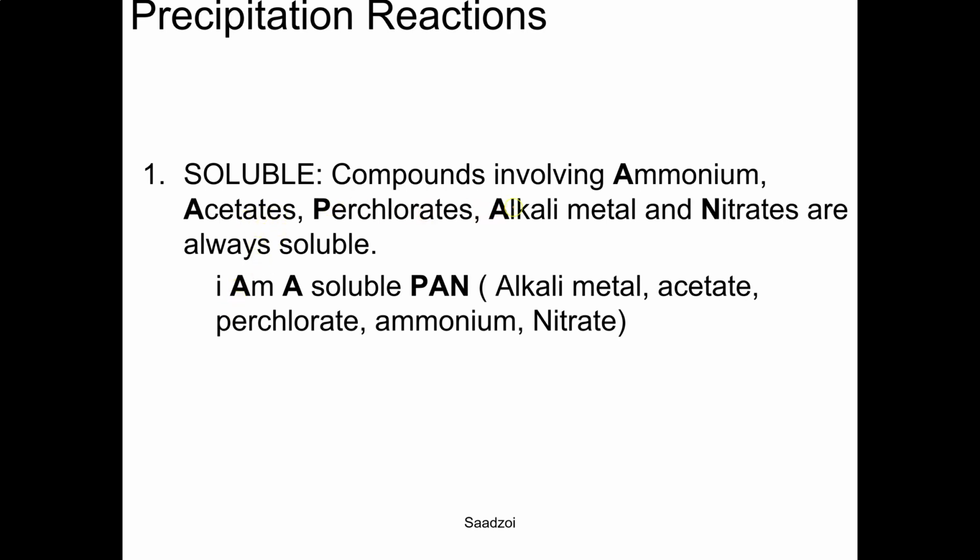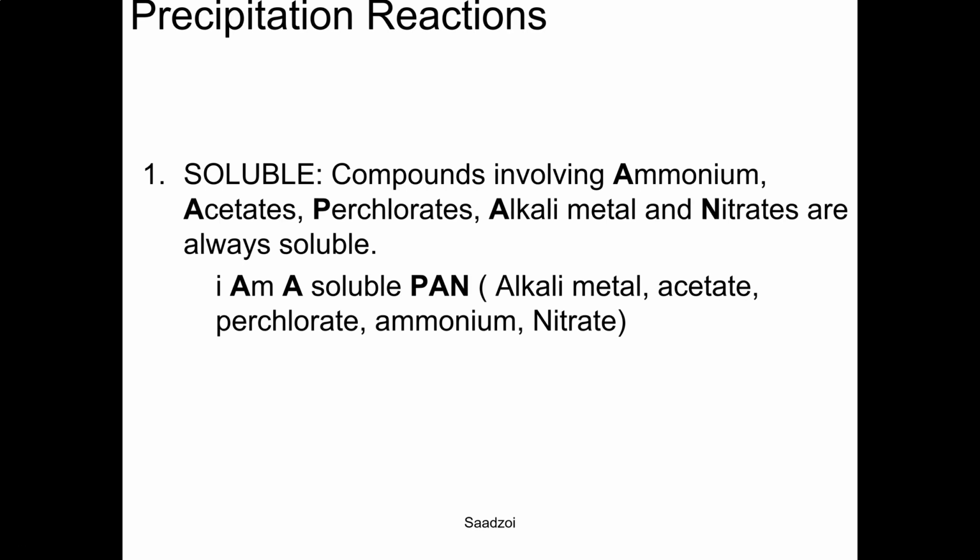So soluble, any compound involving ammonium, acetate, perchlorate, alkali metal, and nitrates are always soluble. So easy way to remember that, I am a soluble pan. You notice the lowercase letters just there for making the sentence. Capital letters represent the actual identities of the substances. So M will be ammonium, A will be acetate, P capitalized will be perchlorate, A is alkali, and N will be nitrate. So these are always soluble, always. That means that if these are involved, it's soluble, that's it. You don't have to do anything else, you move on.